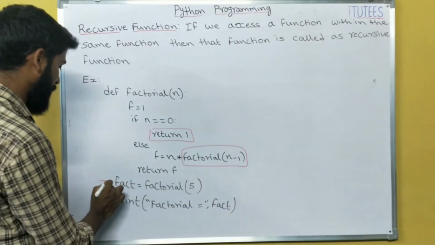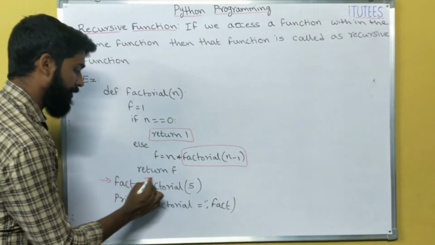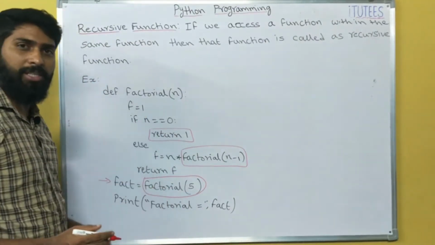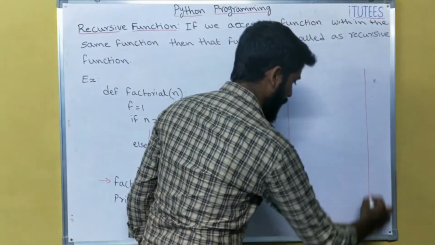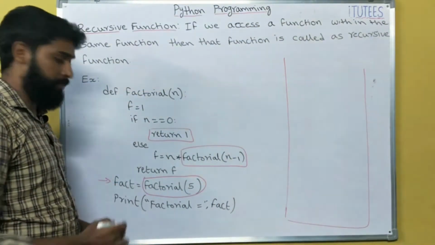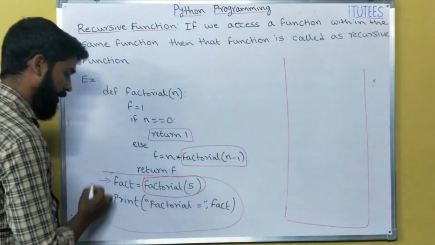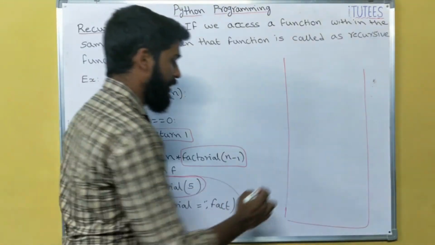This is the first line executed: fact equals fact of 5. So what is the value of fact of 5? We don't know, so the function is called. All the functions are stored in one stack. For example, this is the main function. This code is placed in the stack.